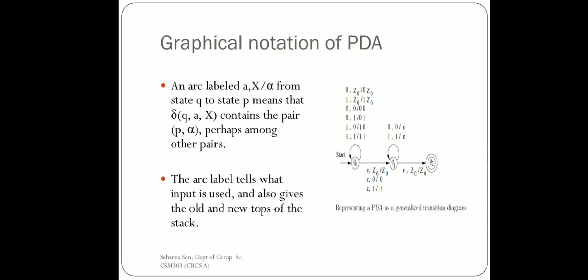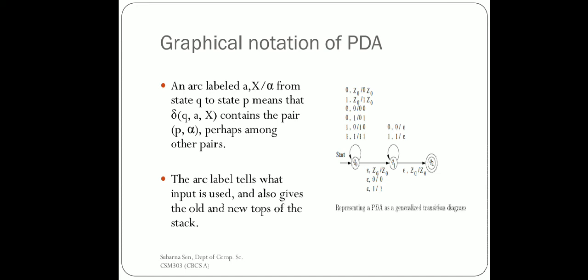Now here lies the difference. Here an arc labeled a comma X slash alpha from state Q to state P means that delta of this triplet contains the pair P comma alpha. What is the meaning of it? As we have seen in our previous lecture, a transition function here is described by three entities instead of two entities, as we have seen in case of finite automata.